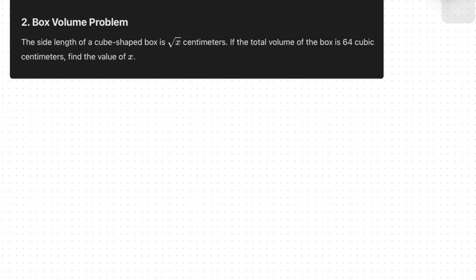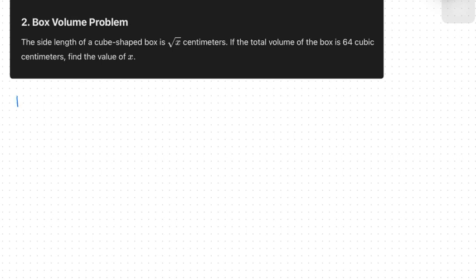Okay, box volume problem. The length of a cube-shaped box is square root of x centimeters. If the total volume of the box is 64 cubic centimeters, find the value of x. So, ang side daw ng length ay square root of x. Diba? Yan yung side ng length. Tapos, ang volume natin is 64. So, yan yung mga given natin.